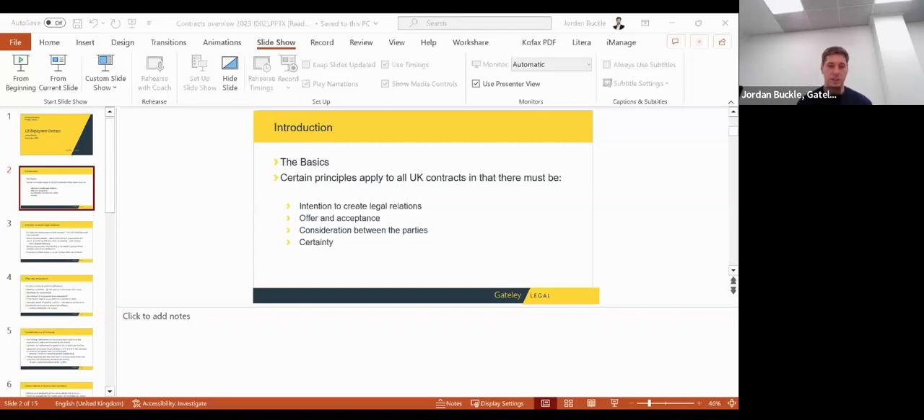So then consideration and certainty. Obviously, the employment contract, like any other contract in the UK, won't be binding unless there is consideration. In this context, the consideration from the employer is usually payment of wages or a salary, and the consideration from the employee is usually the provision of labour. In terms of certainty, for a contractual promise to be enforceable, it must be sufficiently certain.